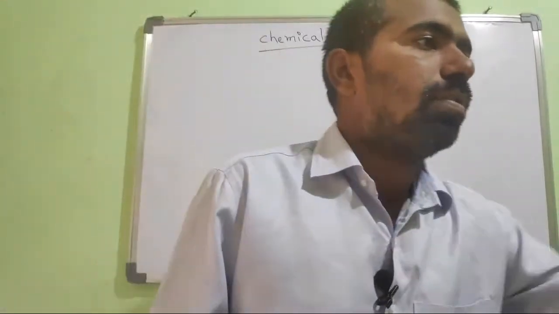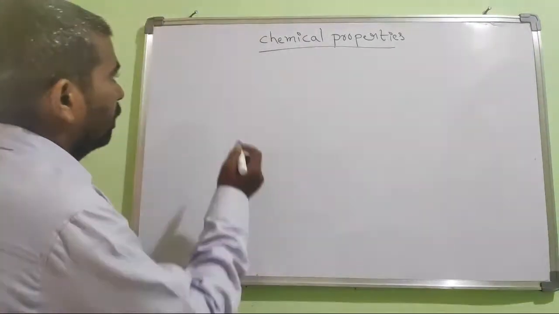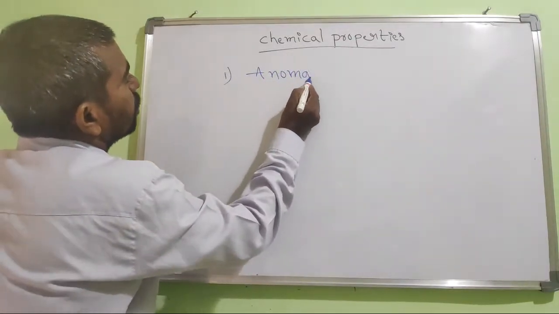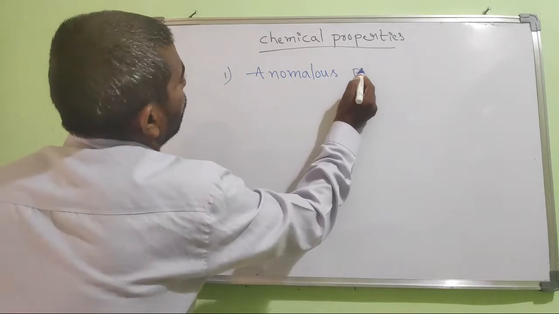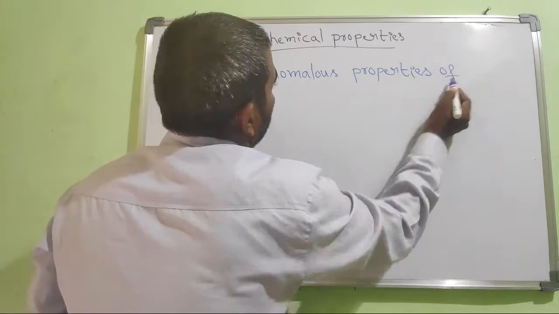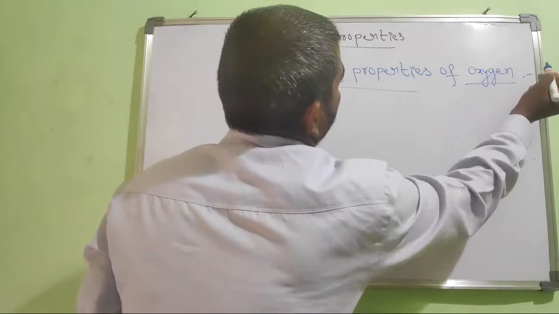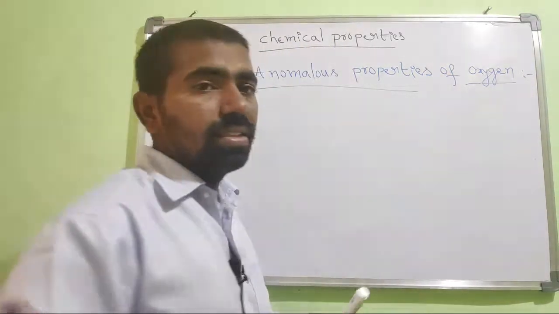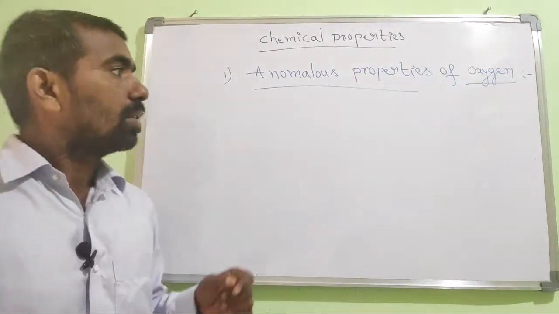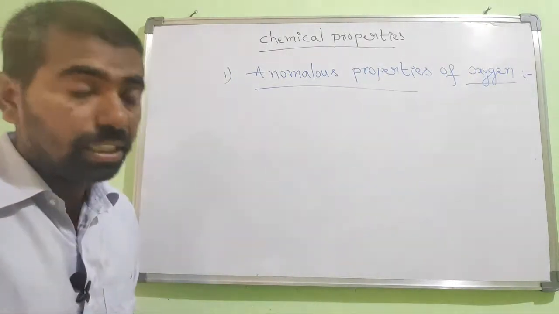So chemical properties of group 16 elements. Before that, another small topic is there. That is anomalous properties of oxygen. So oxygen is the first element of group 16. So that's why it has very small size and high electronegativity.